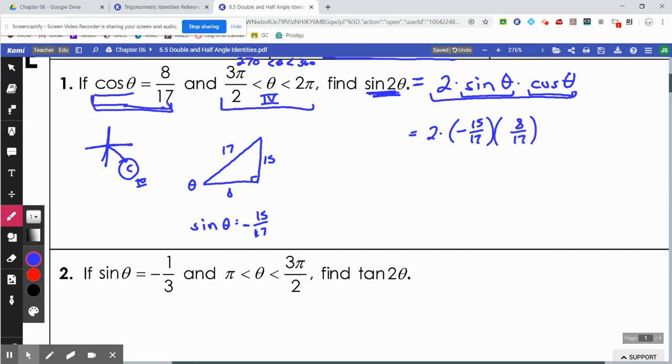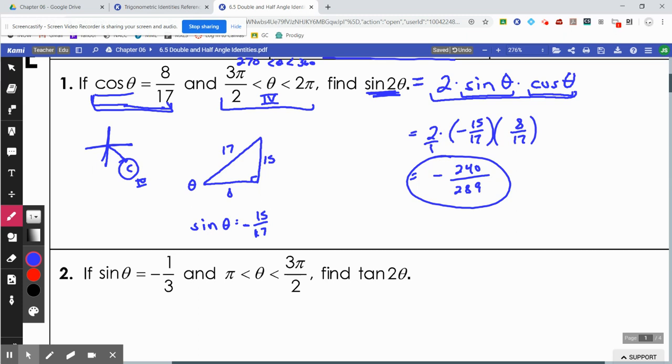Now, what's cool about this formula, it actually works out the positives and negatives for you. You don't have to worry about them anymore. So I'm going to multiply positive, negative, negative, or positive, negative, positive, which will give you a negative. Multiply all the tops, that gives you 240. Multiply all the bottoms, and it gives you 289. So therefore, the sine of my double angle would be negative 240 over positive 289.